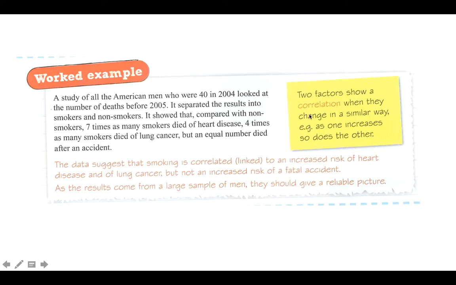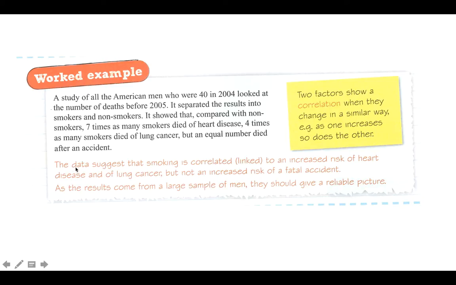Now, what we're looking at here is something called correlation. Correlation, you may have heard that in maths. What this is saying is, as one factor changes, the other factor changes. So, for example, as one increases, so does the other. So, as the fact that they smoke increases, the fact that they died of heart disease and lung cancer also increased. Sometimes, especially when we come to look at chemistry or physics or any other data, you'll see that as one goes up, the other one can go down. That would still show a correlation. This shows a positive correlation. As one goes up, the other one does.